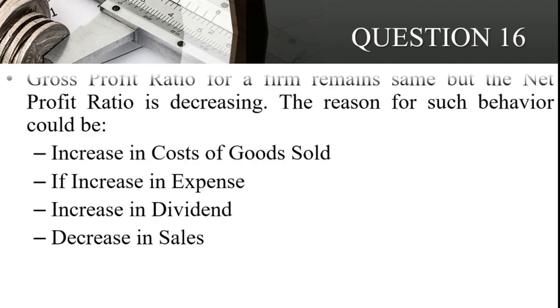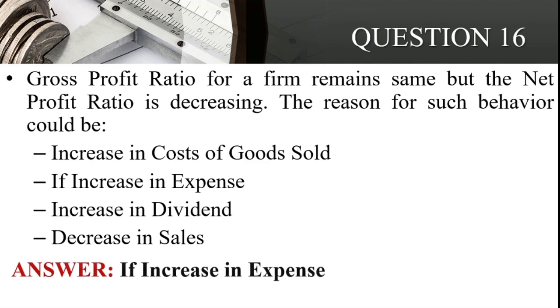16th question: gross profit ratio for a firm remains same, but the net profit ratio is decreasing. The reason for such behavior could be? Options: increase in cost of goods sold, increase in expense, increase in dividend, decrease in sales. And the answer is increase in expense.